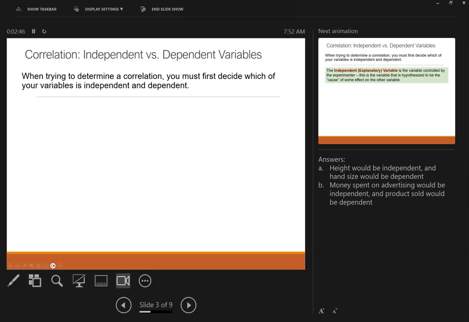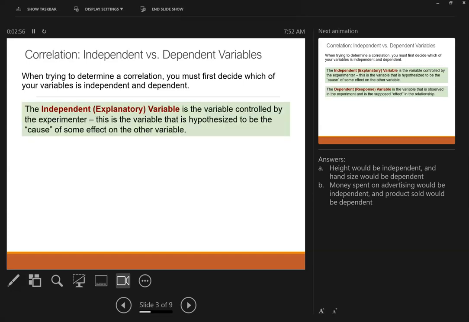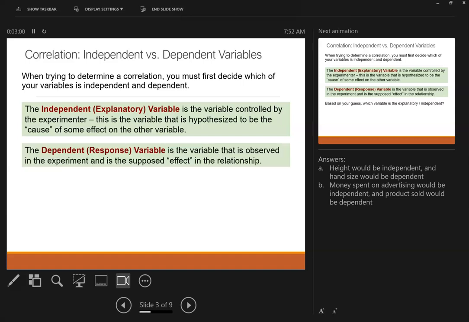To do this kind of thing, if it's a linear relationship, we have to identify the independent and dependent variable. Like which variable is the cause and which is the effect, essentially. So again, independent is the cause and the dependent is the effect.